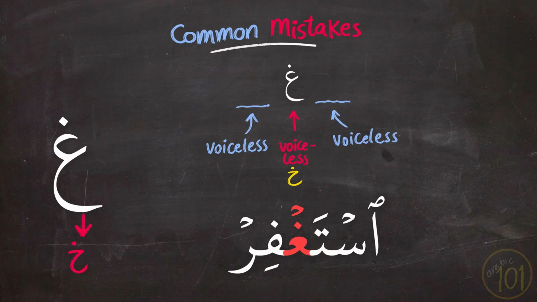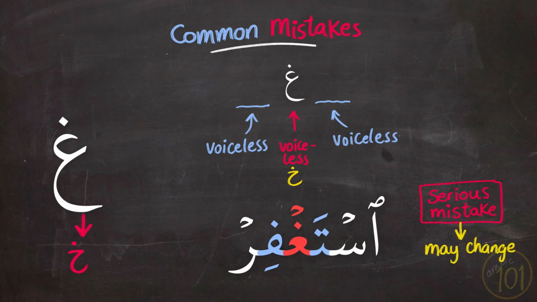Istaghfir. Now the ta and the fa are both voiceless. So for some people it might be difficult to switch from voiceless, voiced, and then voiceless again. But this is of course a serious mistake that should not be made when reciting the Qur'an, because it can potentially change the meaning of the word. So we should say Istaghfir.